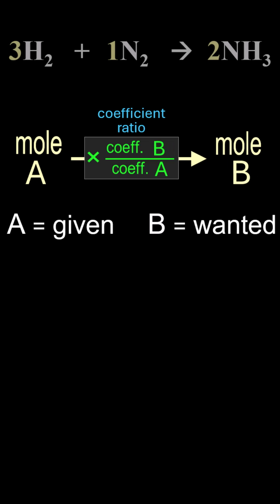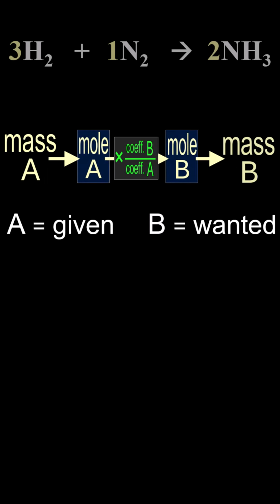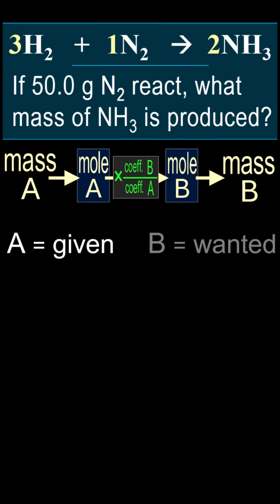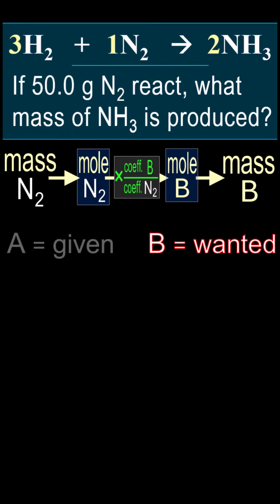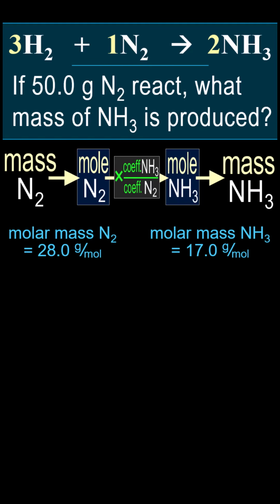Because counting particles requires mass, we can extend this calculation to mass using molar mass. If 50 grams of nitrogen react, what mass of ammonia is produced? We will follow the extended map with nitrogen, the given amount, and ammonia, the wanted amount, and get their molar masses from the periodic table.